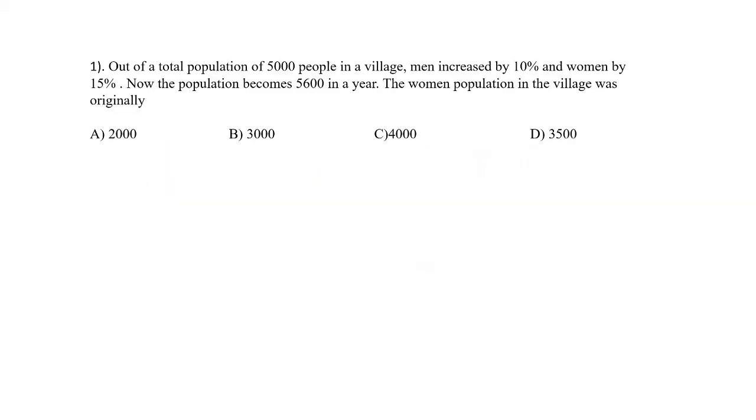The first question: out of a total population of 5,000 people in a village, men increased by 10 percent and women increased by 15 percent. Now the population becomes 5,600 in a year. The women population in the village was originally? See, the total population is 5,000. From these 5,000, there are two categories: one is men, the other is women.